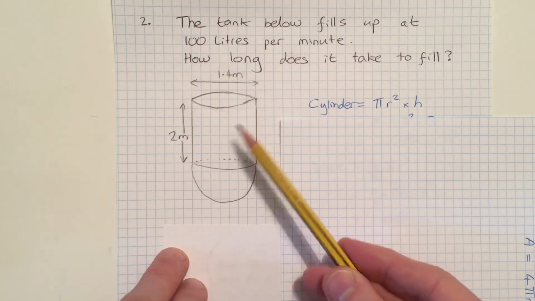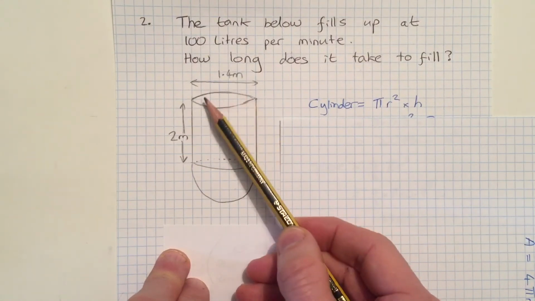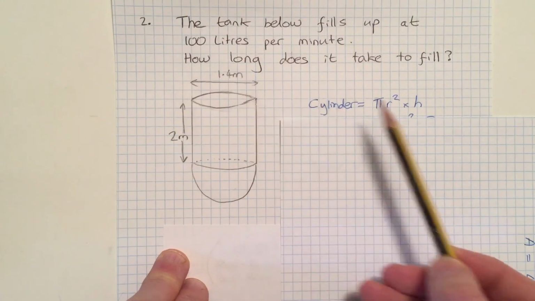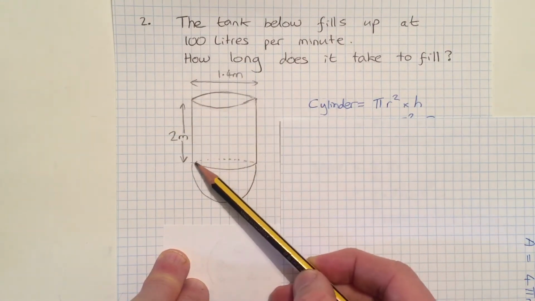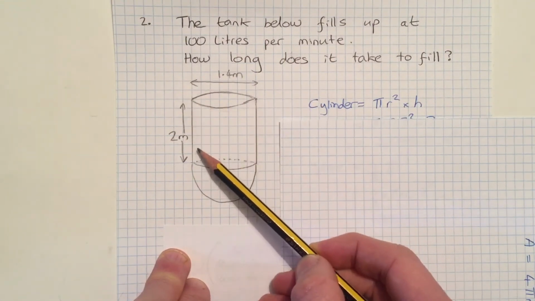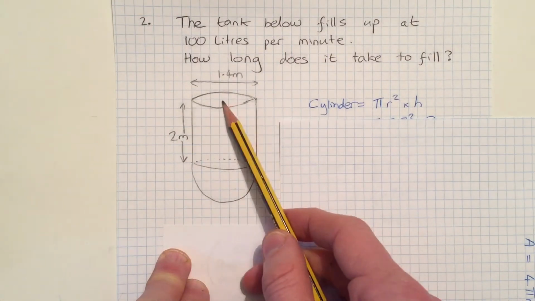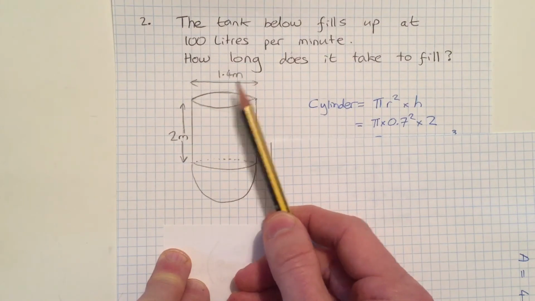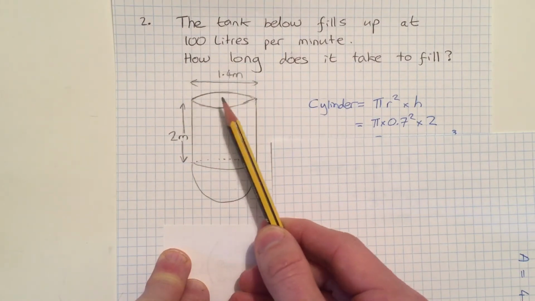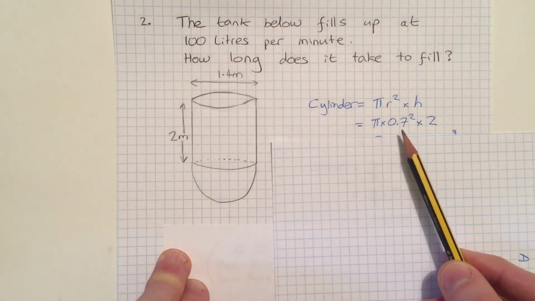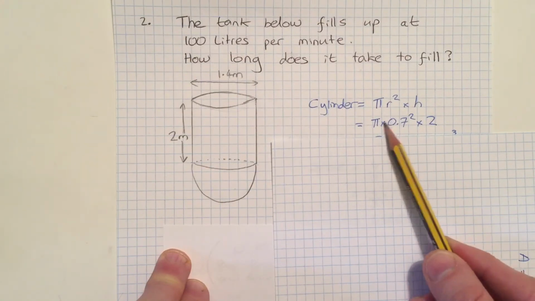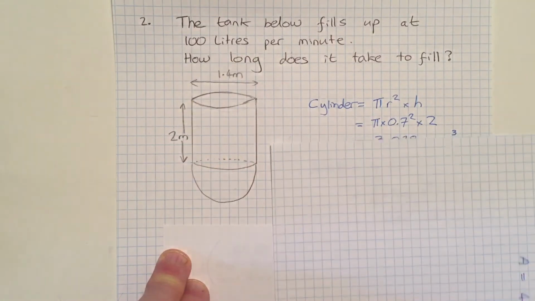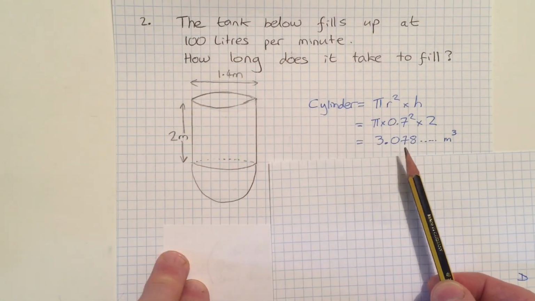The cylinder, I know I can work out the volume of this by doing the area of the cross section, the area of this circle, so pi r squared, multiplied by the length, multiplied by the height here. So pi times the radius squared. If the diameter is 1.4, then the radius is 0.7. So I'm going to do pi times 0.7 squared. That gives me the area of the circle, times by the height, times by 2. So that gives me the volume of the cylinder.